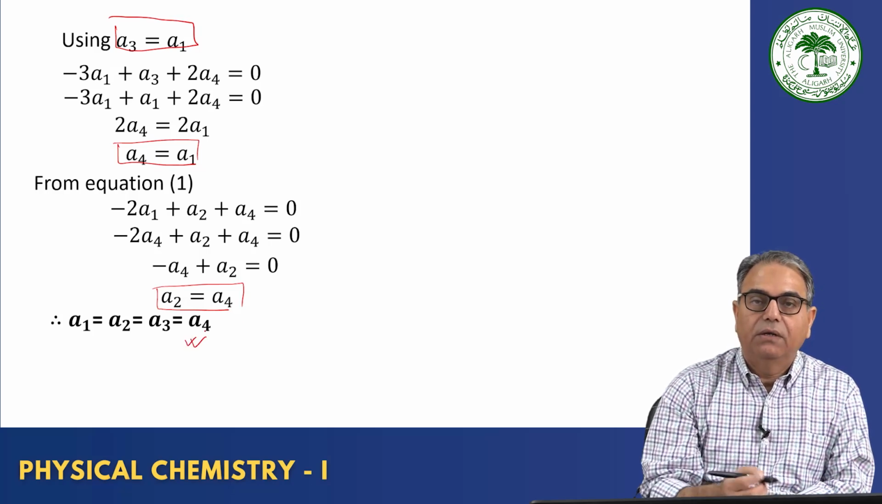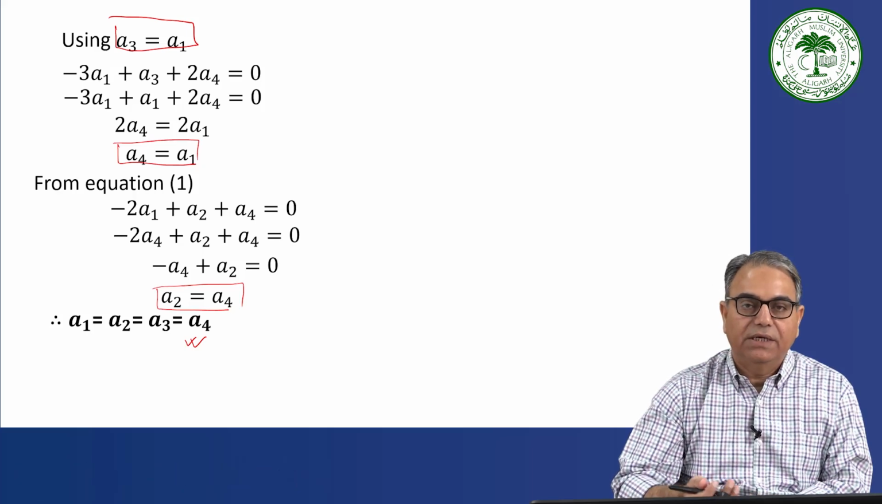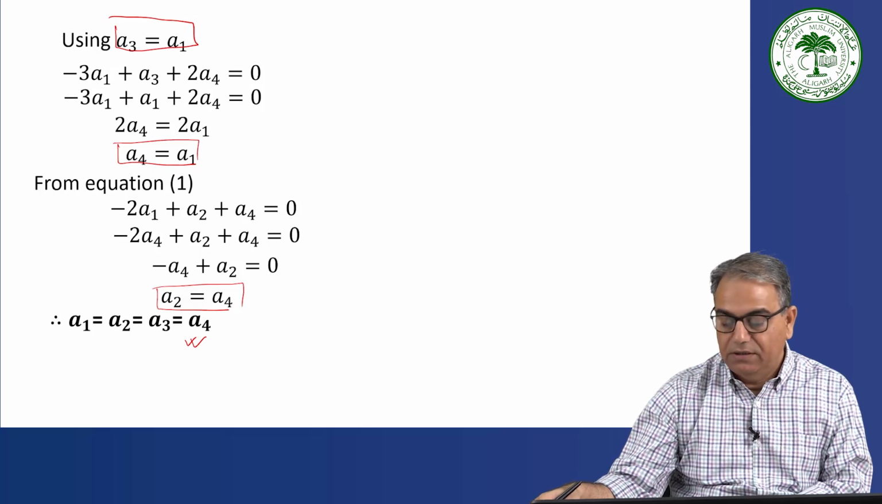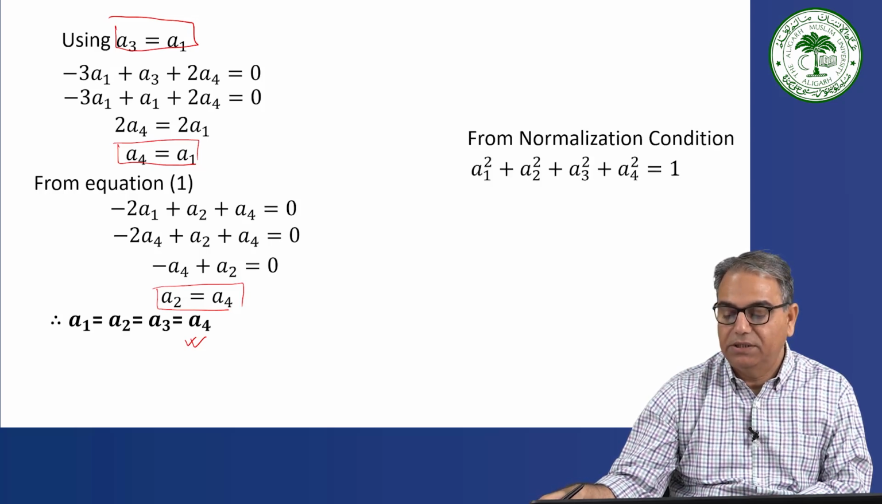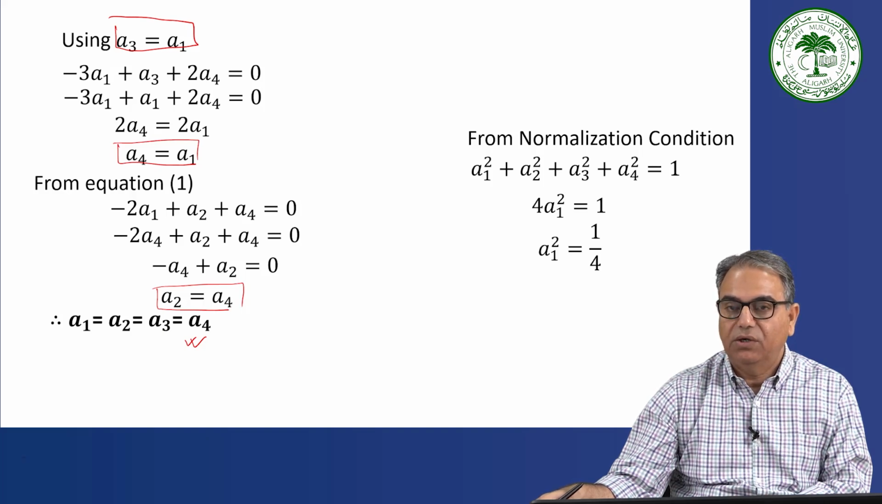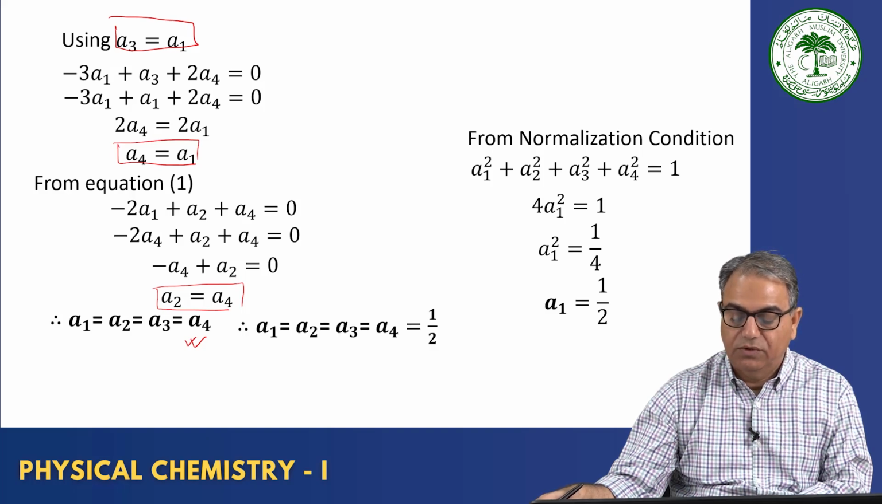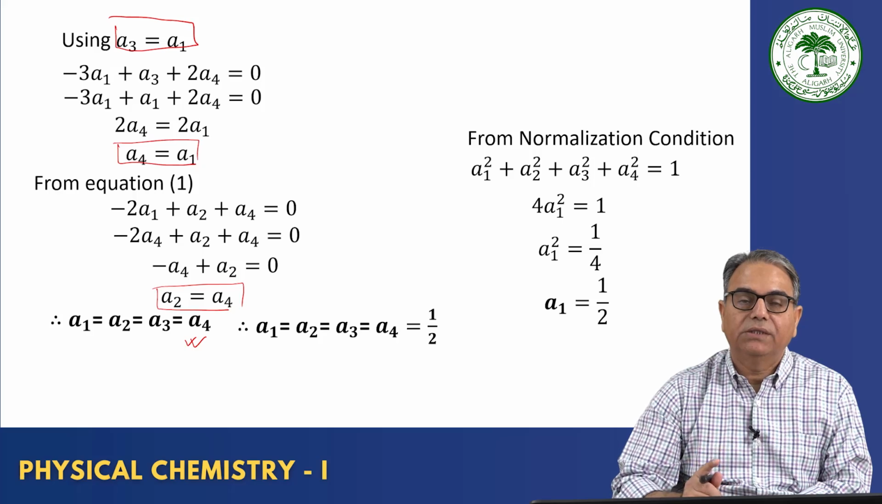Now we will go for, obviously, the normalization condition. That will be very easy because everything is equal. From the normalization condition, what you have? a1 square plus a2 square plus a3 square plus a4 square is equal to 1. And if that is so, then you have 4a1 square is equal to 1, a1 square is equal to 1 by 4. So a1 is equal to 1 by 2, and all a1, a2, a3, a4 values will be equal to 1 by 2. So all values are equal. For x is equal to minus 2, we are talking about the bonding molecular orbital.